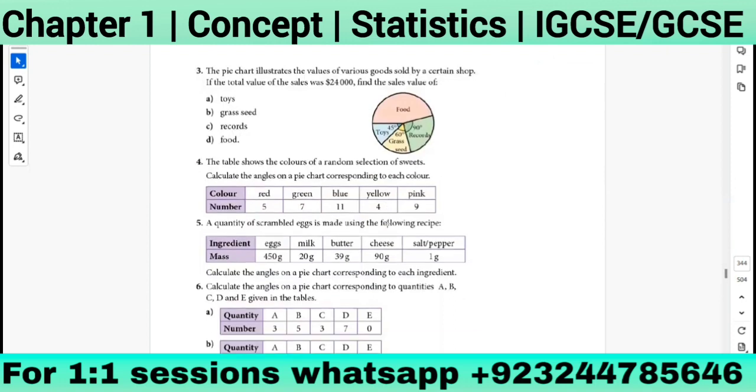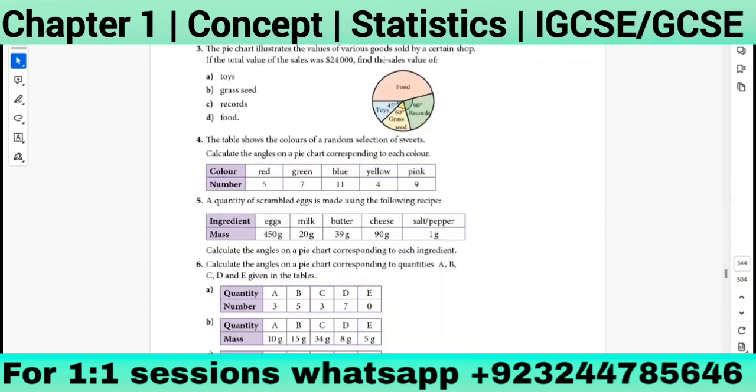Yes, Miss, I sent it to you. The pie chart illustrates the values of various goods sold by a certain shop. The total value of the sales was $24,000. Now the total value of the sales is given, and we have to find the value of the sales of the toys, glass, records, and food.